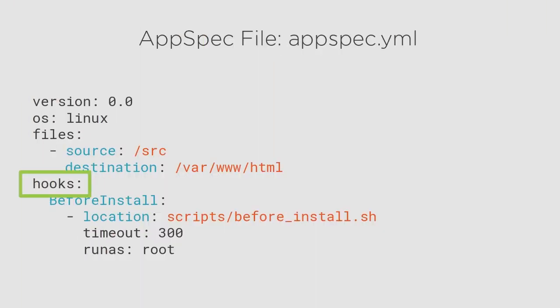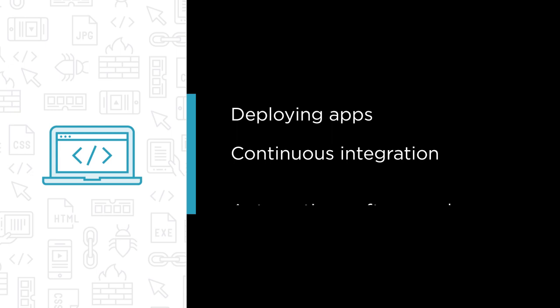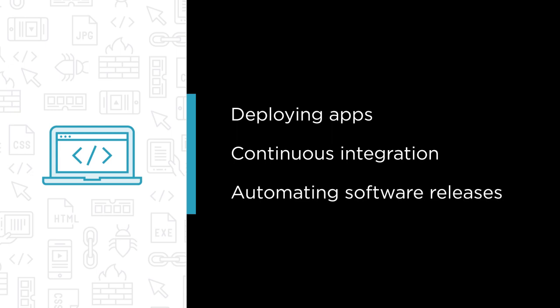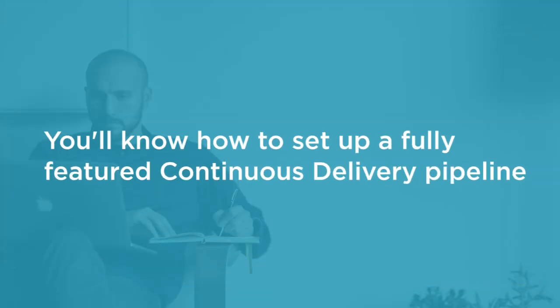continuous delivery tools. Some of the major topics that we will cover include deploying apps with CodeDeploy, continuous integration with CodeBuild, and automating software releases with AWS CodePipeline. By the end of this course, you'll know how to set up a fully featured continuous delivery pipeline that uses these native AWS DevOps services.